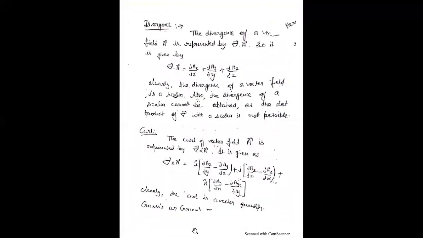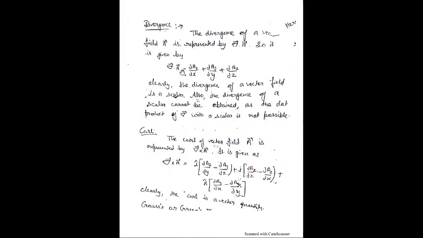Therefore, it depends on the operation of del. If it operates on a scalar, it is represented by del f. If it operates on a vector function A by a dot product, it is known as divergence. If it acts on a vector function by a cross product, it is known as the curl of vector A. Now, the divergence of a vector field A is represented by del dot A.